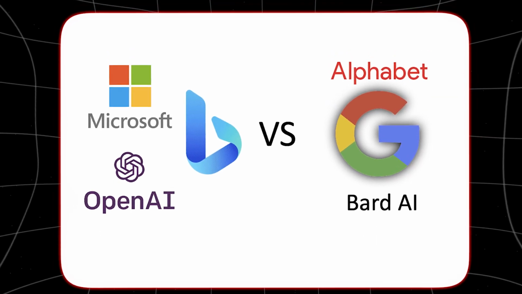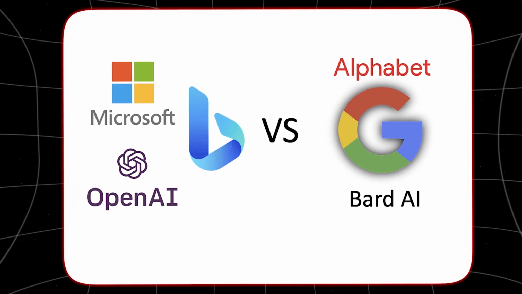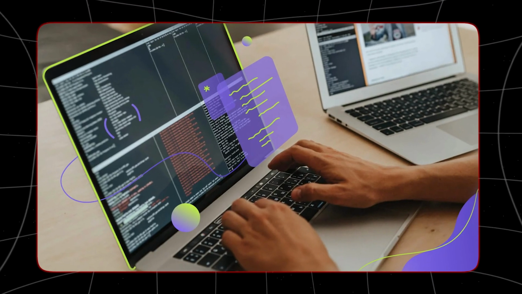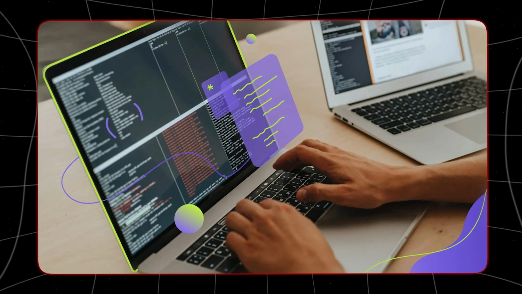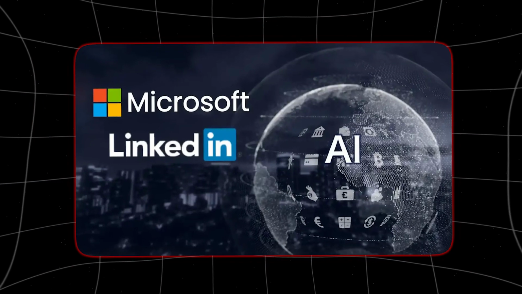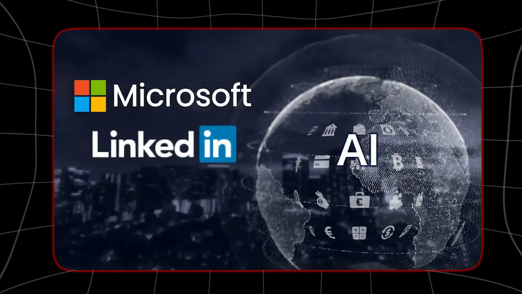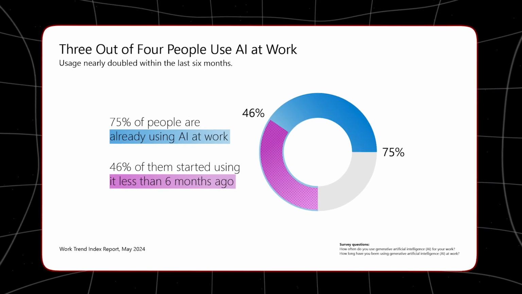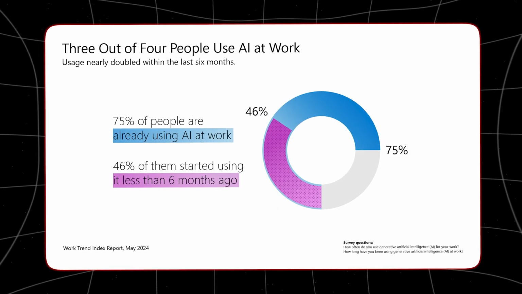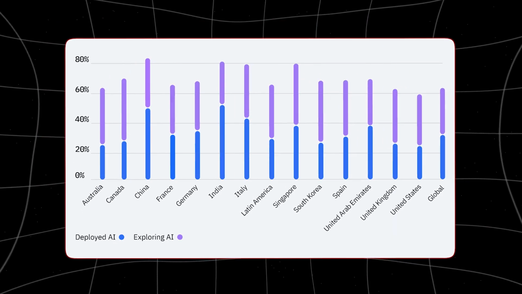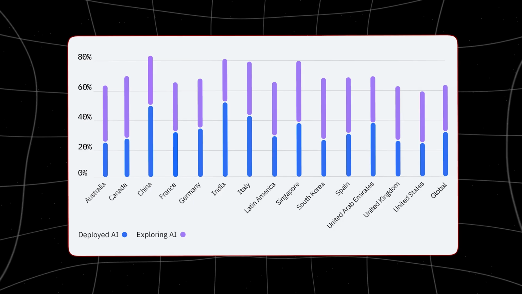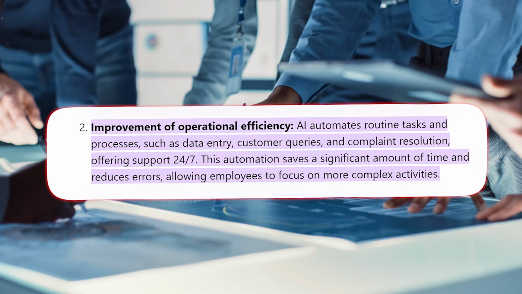Recently, major companies like OpenAI, Google, and Microsoft have introduced innovative tools designed to boost efficiency in professional settings. According to the latest findings from Microsoft and LinkedIn's 2024 Work Trend Index, 75% of knowledge workers around the world use AI at work.